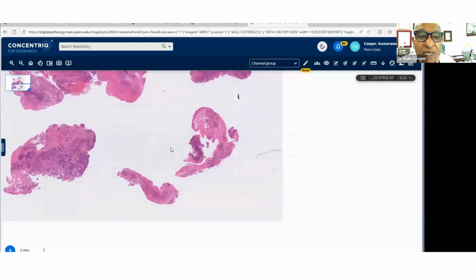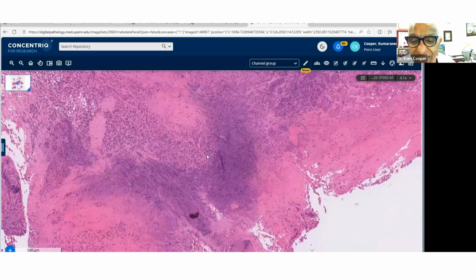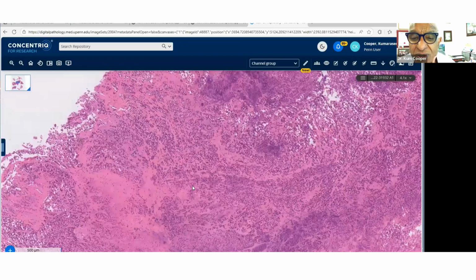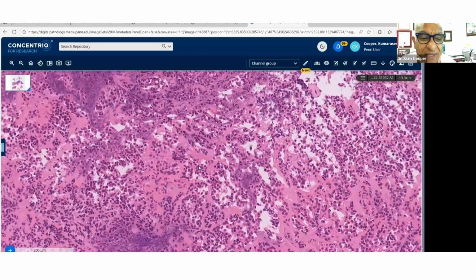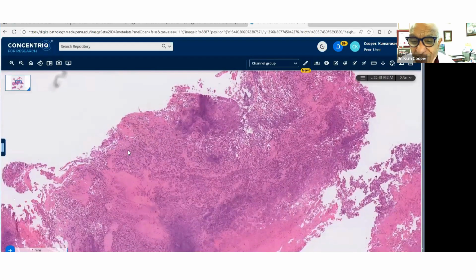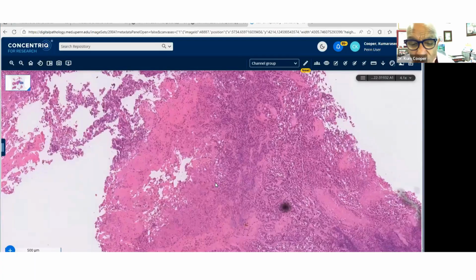Maybe just show you the, yeah, there's a lot of cautery artifact. I think there's a lot of cautery artifact here as well. But oh, there's this good tumor here. This is artifactual, so I don't want to waste your time here. These spaces are artifactual. I think what I want to do is just share with you good morphology.